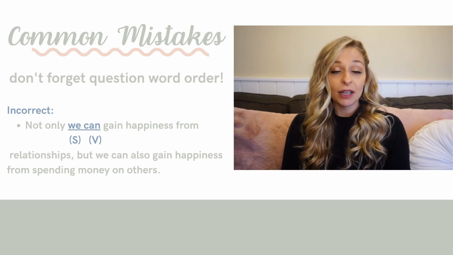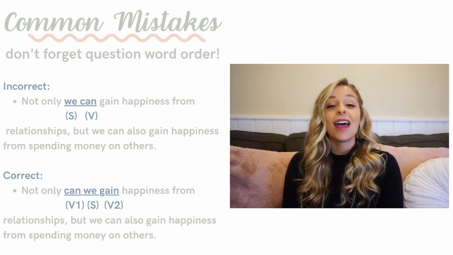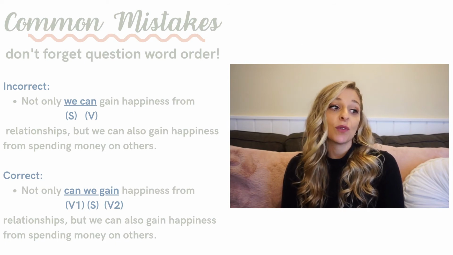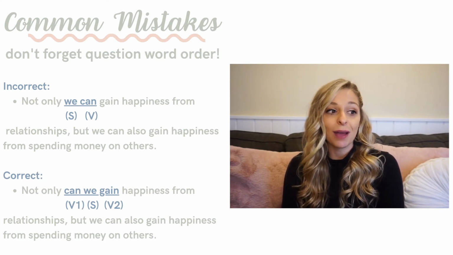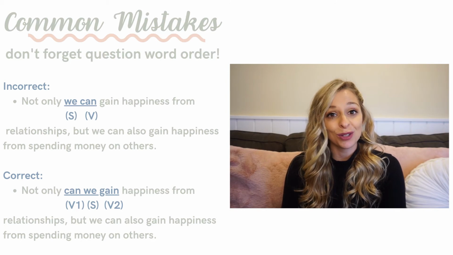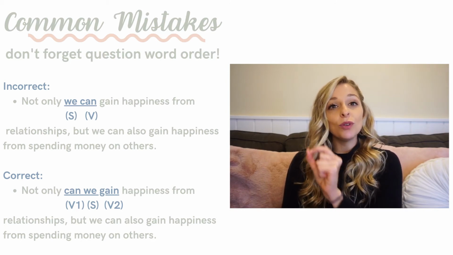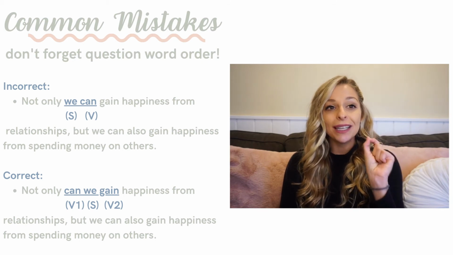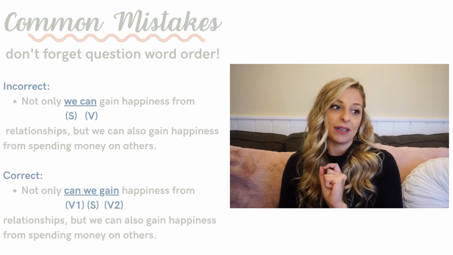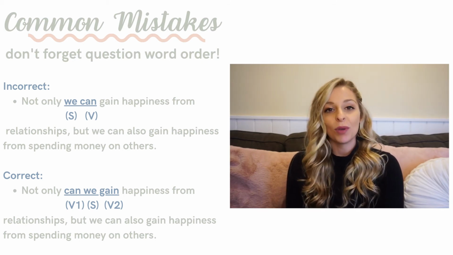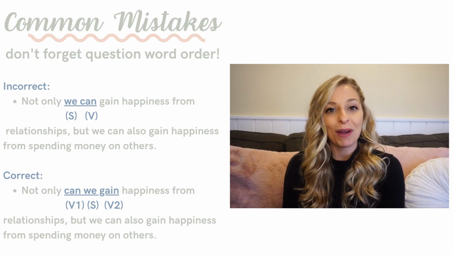So in order to make it correct, we need to say, not only can we gain happiness from relationships, but we can also gain happiness from spending money on others. So notice we have not only in the beginning, then we move the modal verb can. Not only can we gain happiness from relationships, but we can also gain happiness from spending money on others.